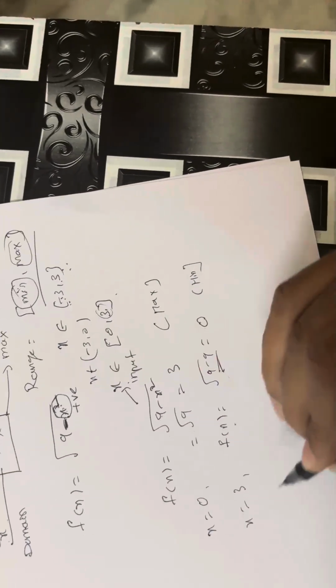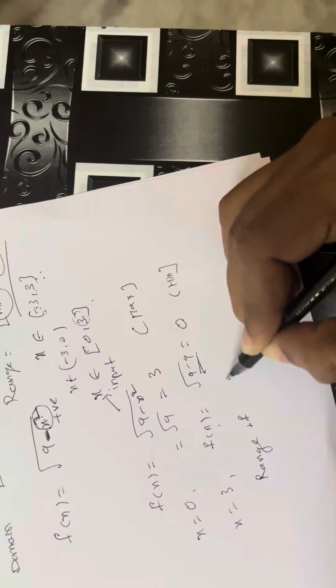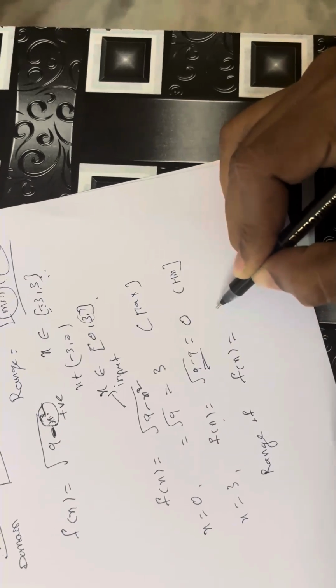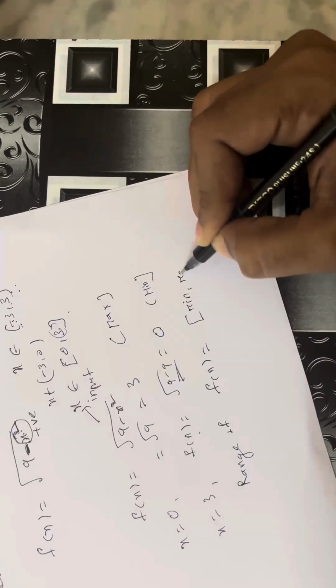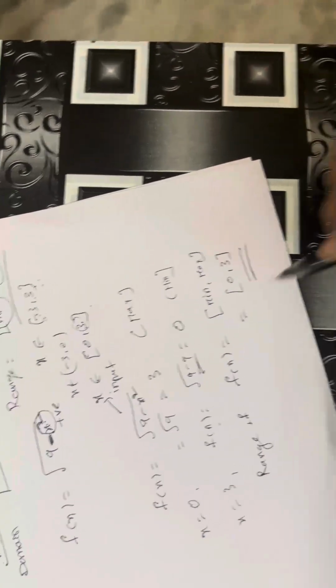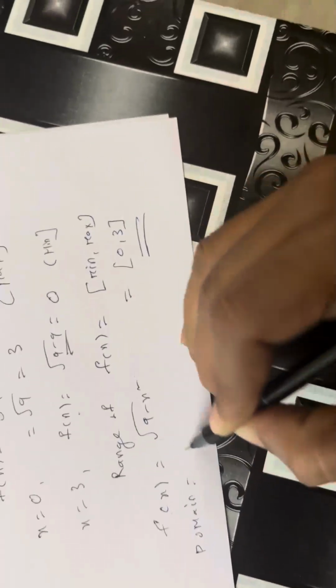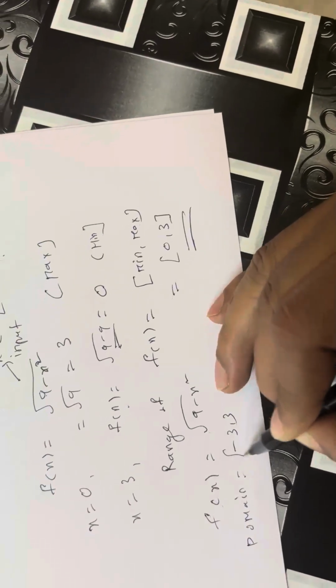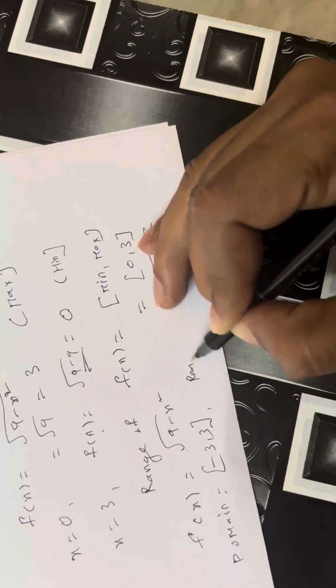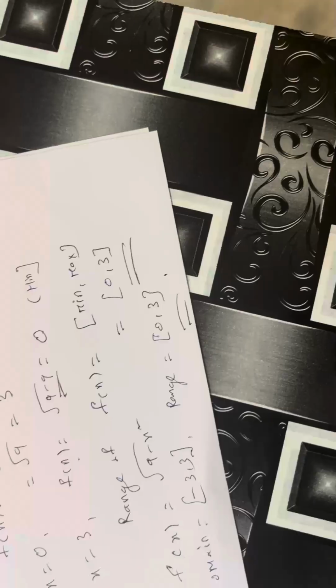So combining both, the range of function f of x is the minimum value comma maximum value, which is equal to 0 comma 3. So finally, for the function f of x is equal to root of 9 minus x square, the domain is minus 3 to 3, and the range is 0 to 3. Thank you.